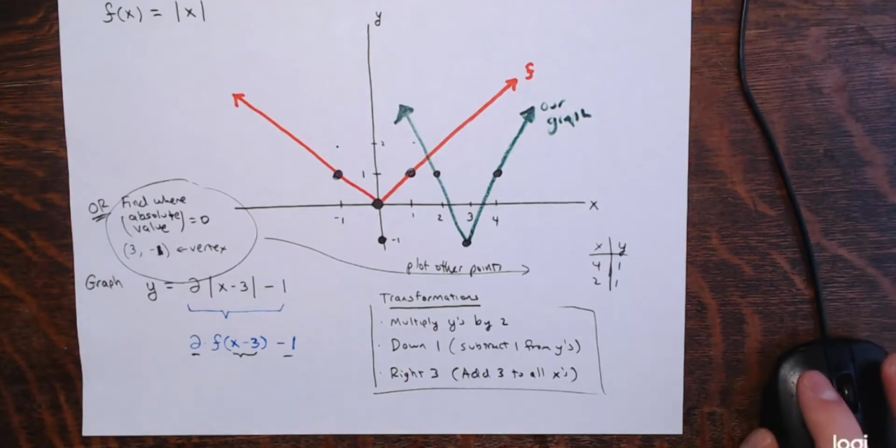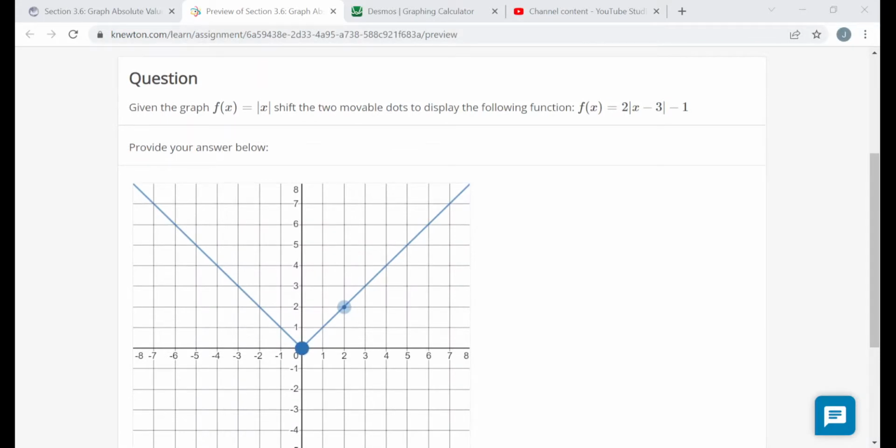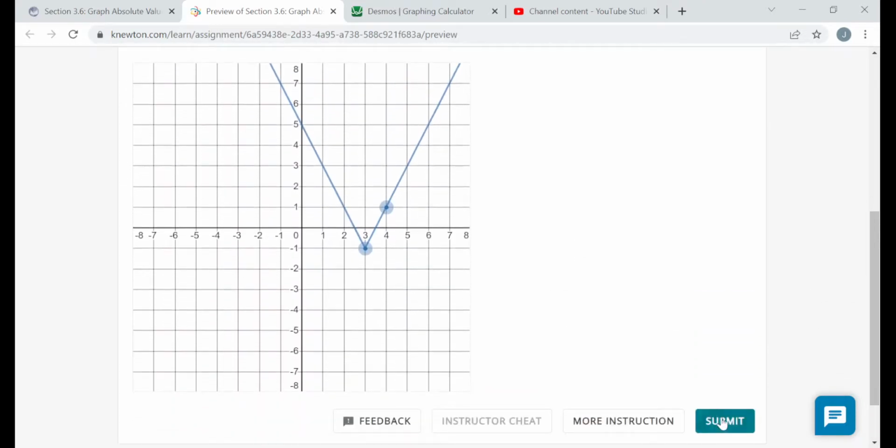Alright, so back to the assignment. Let me move these points. Like I said, we multiplied by 2, so (1, 1) I moved to (1, 2). Then I moved everything down 1 unit. And then I moved everything right 3 units when I was doing the transformations, and there's your (3, -1), the vertex. (4, 1), there's (2, 1), points on either side, and it's the same graph that I drew by hand.